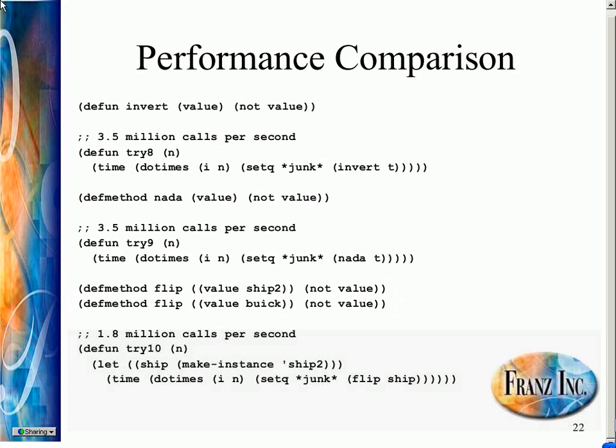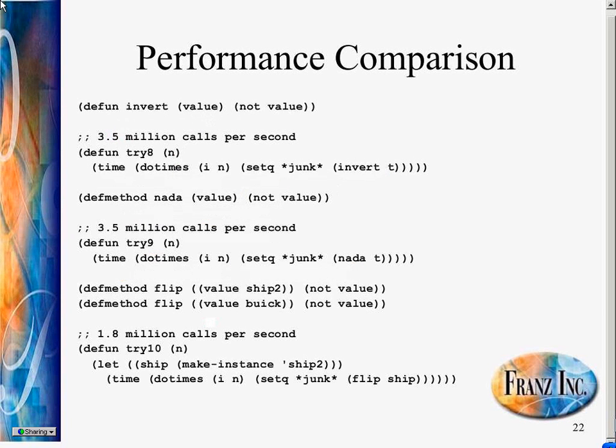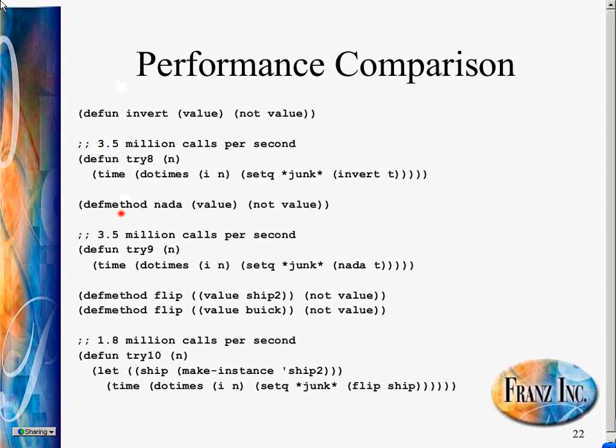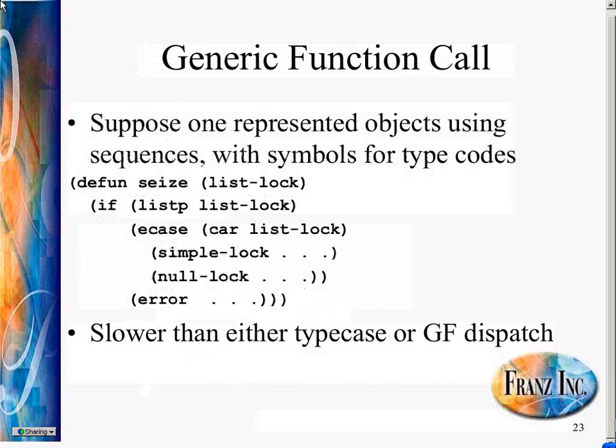And so let's see. We've got a function invert, and we're calling invert a whole bunch of times. And we've got a method nada, which does the same thing. So we get about 3.5 million calls in both cases. Remember to compile everything here. We've got 2 arguments for specializing. I'm sorry, here on this method, we're not specializing on the argument, notice. But when we start specializing on the argument, we lose about 1/2 the speed.